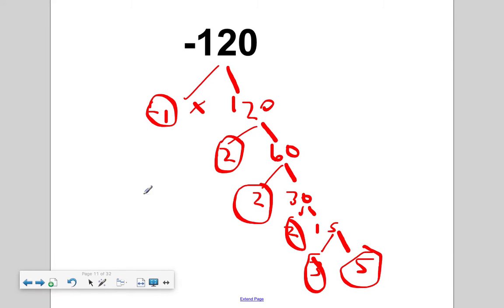So it consists of negative 1 times 2 times 2 times 2 times 3 times 5. But let's write it using exponents. Negative 1 times 2. It repeats 3 times, so 2 cubed times 3 times 5.